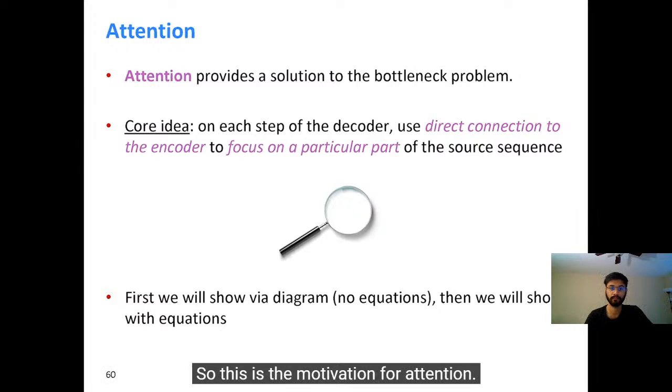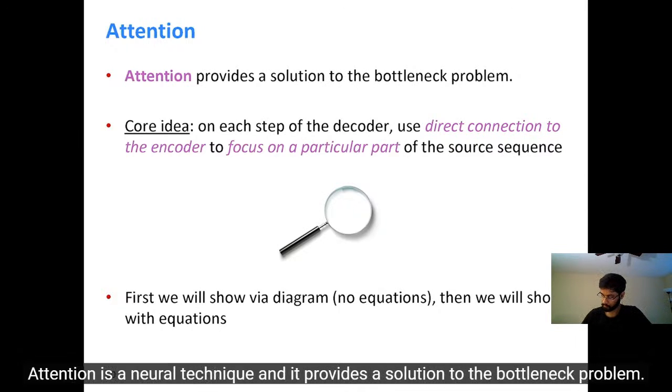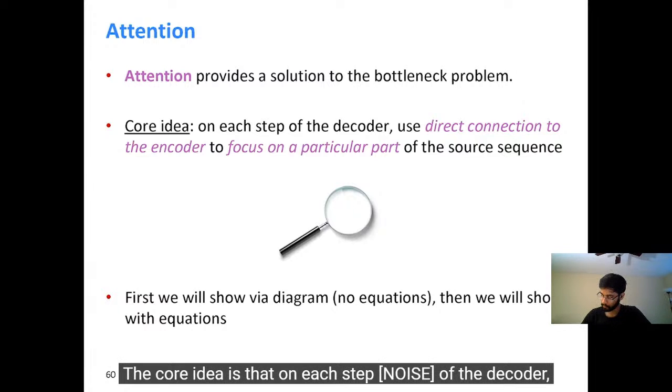So this is the motivation for attention. Attention is a neural technique, and it provides a solution to the bottleneck problem. The core idea is that on each step of the decoder, you're going to use a direct connection to the encoder to focus on a particular part of the source sequence.